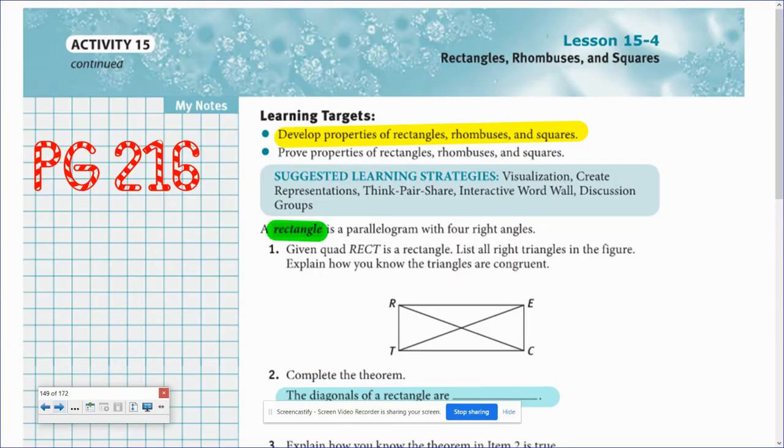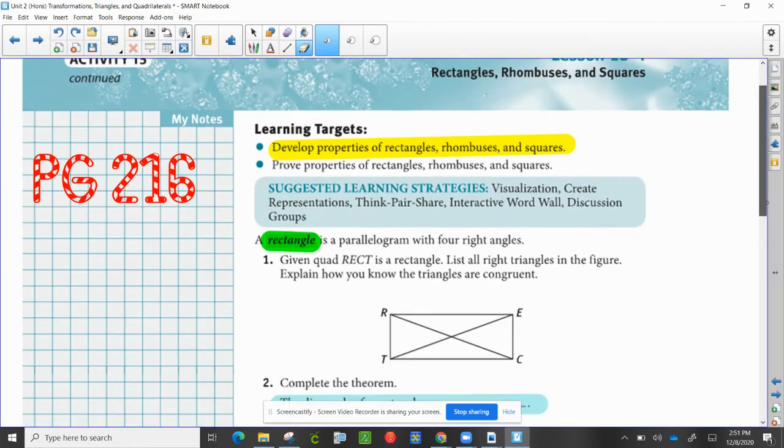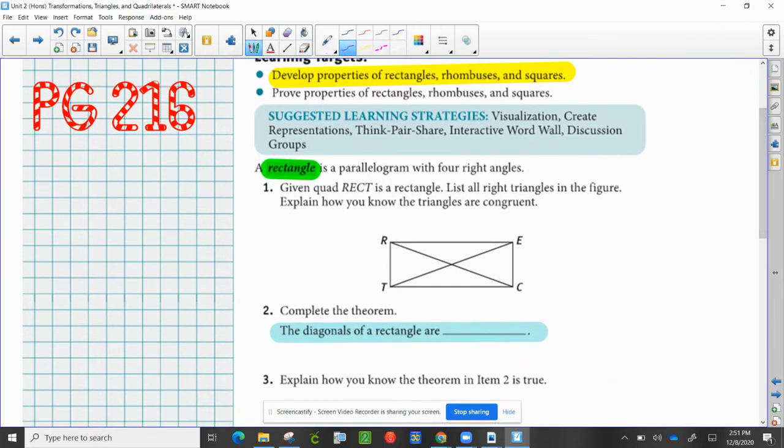216. Okay, so on 216 we start with a rectangle, and they say a rectangle is a parallelogram with 4 right angles. So in the last video we learned about parallelograms. That means that our opposite sides are parallel to each other. So this is a parallelogram, but it just happens to have 4 right angles. So all of our angles, angle R, angle E, angle C, and angle T are all 90 degrees. Those are right angles. And since it's also a parallelogram, we learned in the previous video that the diagonals of a parallelogram, so meaning the diagonals of a rectangle, are congruent.